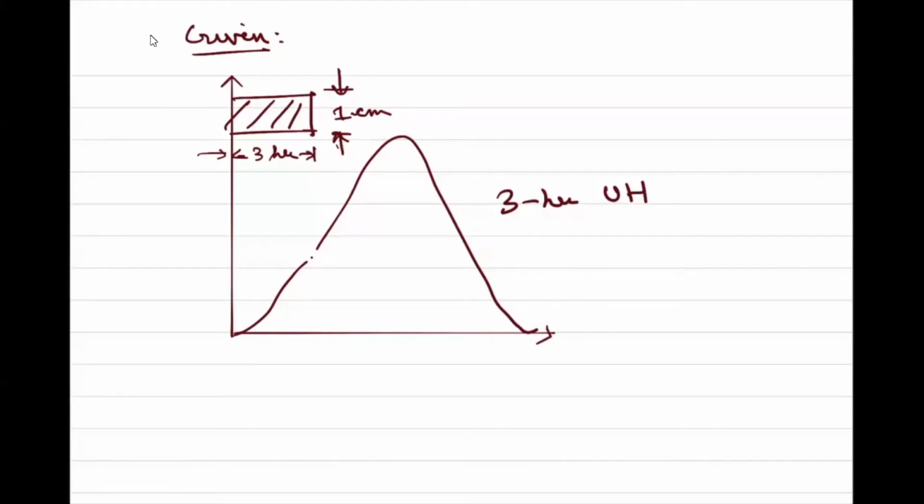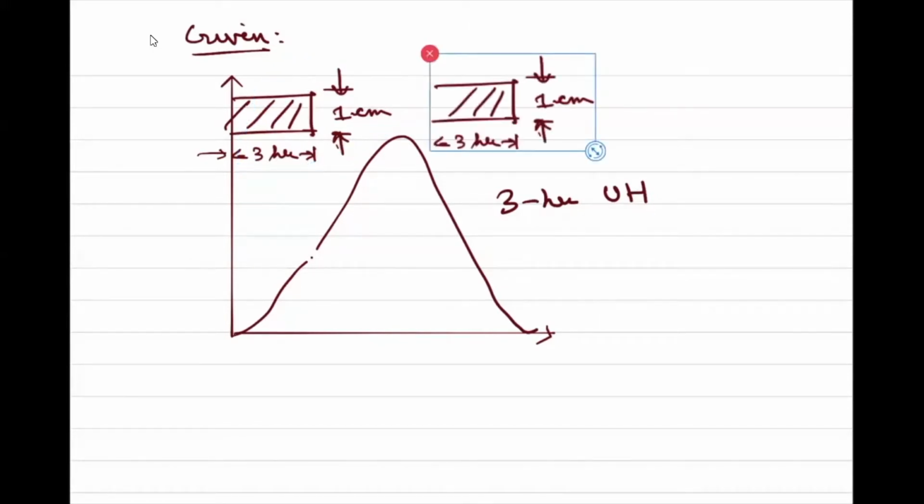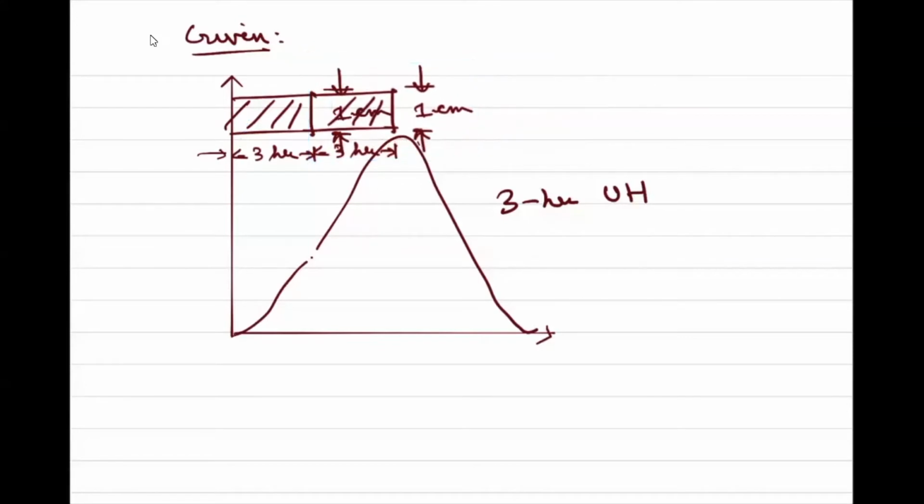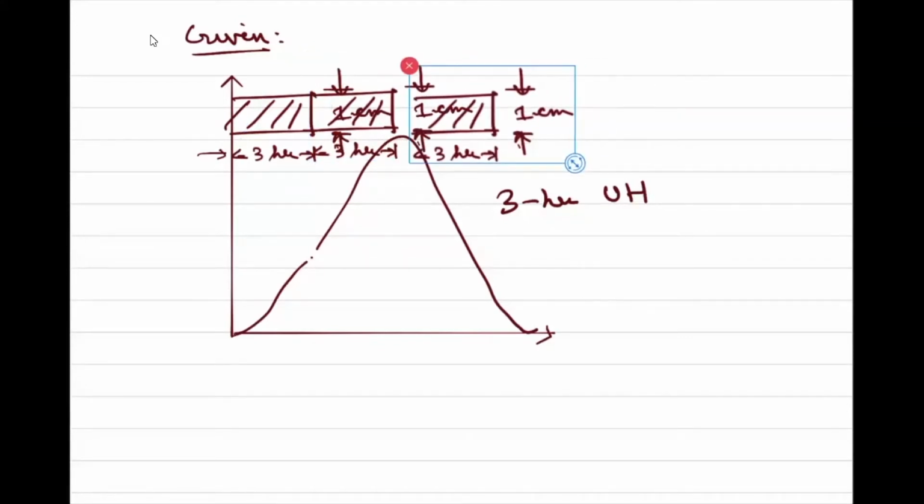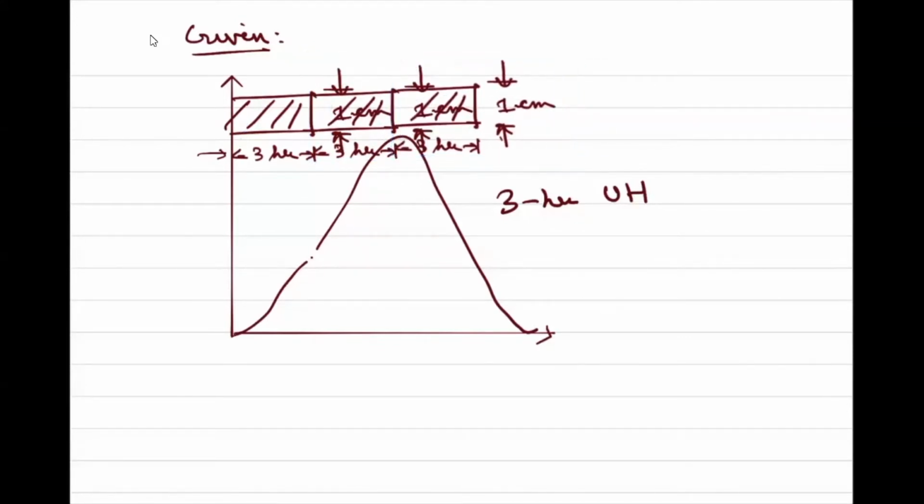So one thing is for sure: I will take this block and I will paste it 3 times. One time here, another time here. Does it make sense? What is the duration of precipitation now? 9 hours. I have not lagged my hydrograph yet.